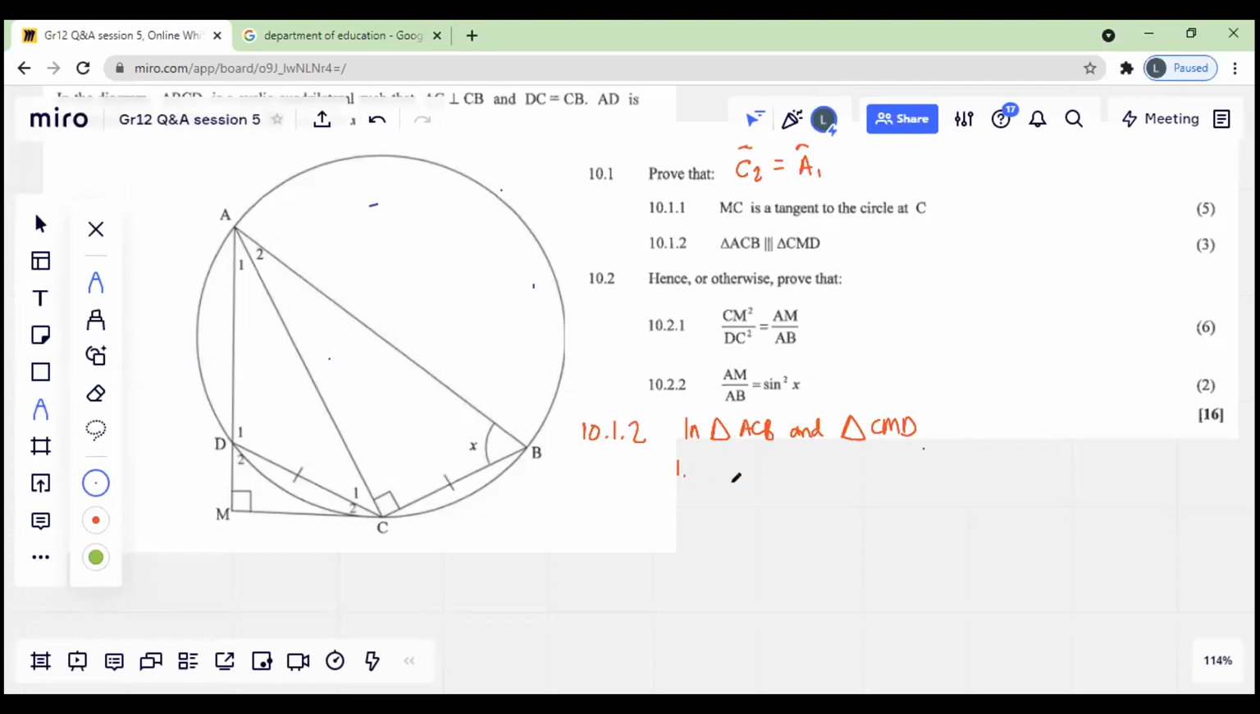So angle M is equal to angle C because they both equal 90. That was given to us. Okay, so next angle that we are looking for.